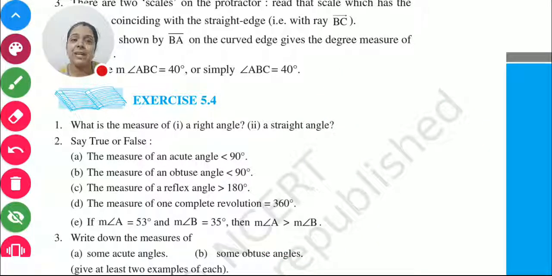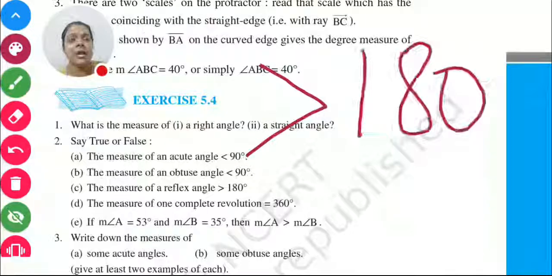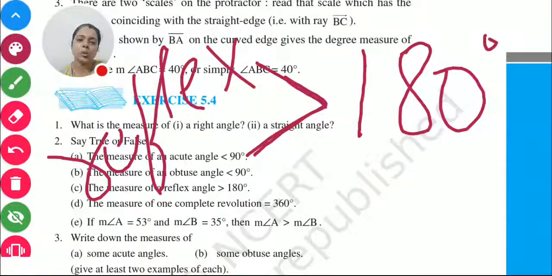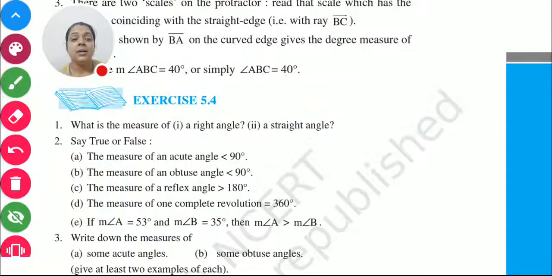The measure of a reflex angle is greater than 180 degree. Here 180 degree and this is greater than. So you just see reflex angle is greater than 180 degree. Yes, because it is greater than 180 degree only. The measure of a complete angle, complete revolution. One complete revolution is 360. Yes, undoubtedly yes. It is 360 only.